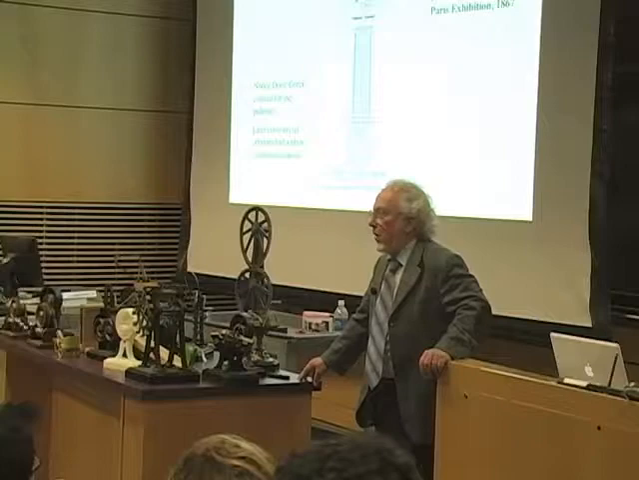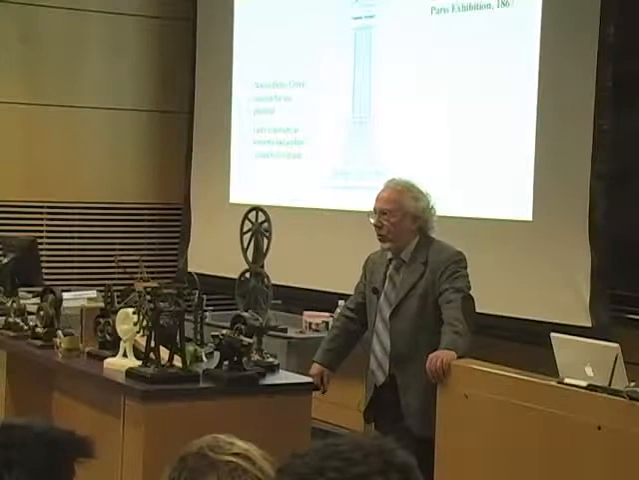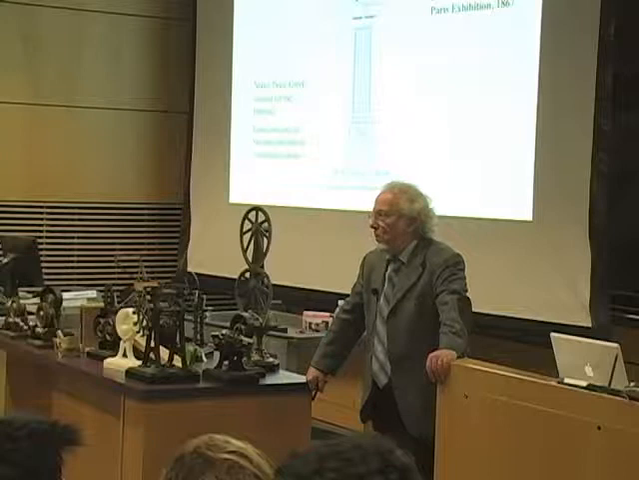On the other hand, Reuleaux had a friend named Eugen Langen, who had money, and would start his own company. So he suggested the two of them get together, and they did, and they created this Otto Langen gas engine. The competition at that time was a French engine, okay? And there were several French engines, and the principal one was by a man named Lenoir.